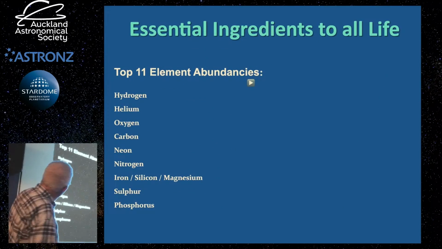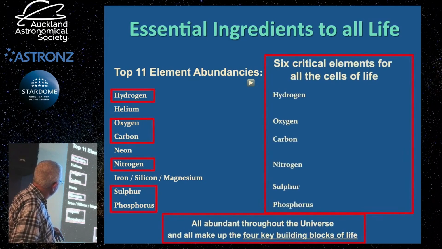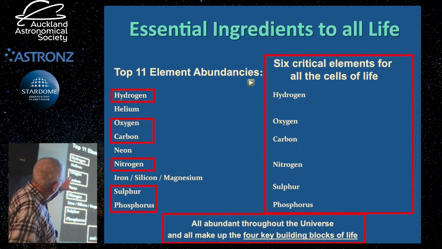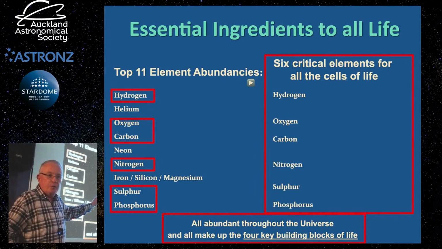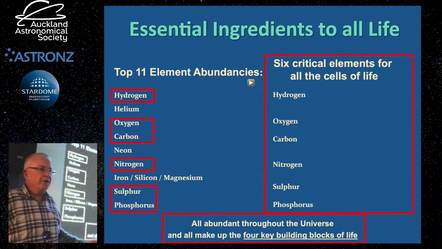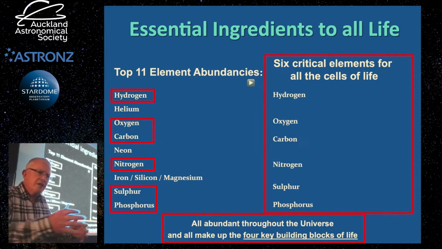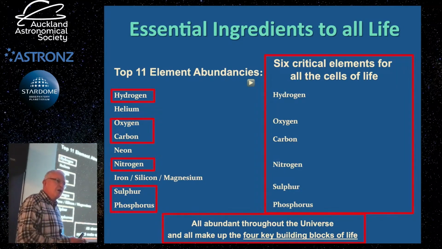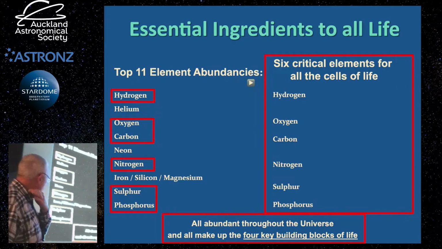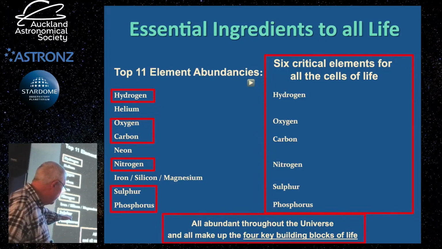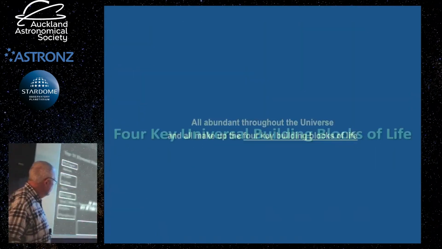Okay, so here's our top 11 abundant elements from hydrogen down to phosphorus. These 6 here are in the top 11. These are all critical elements for the cells of life. They're the critical ones. You might argue, oh, how about calcium? How about iron? Yeah, calcium for your bones and iron for your hemoglobin and stuff. Yeah, they're all specialized functions. But the critical ones for all the functions of all of life, these 6 here, are important. All of them, as you can see, are abundant throughout the universe, and all of them go to make up these 4 key building blocks of life, which we'll talk about.